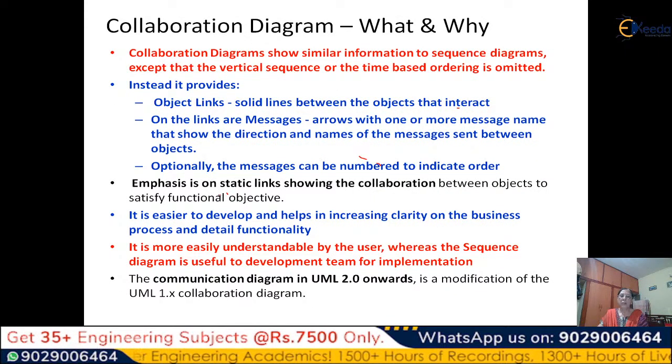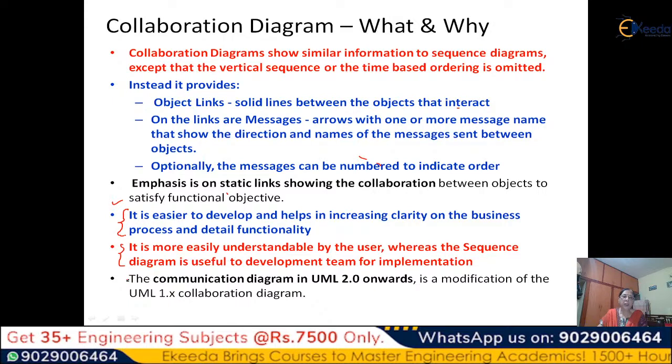Okay, so collaboration diagram: what and why? Why should we do it? This part we have covered, up to here. It's easier to develop and helps increase clarity. We are always going into more detail of the functionality in different ways. We are trying to see the behavior in different ways, and it is more understandable. A sequence diagram looks more like a technical diagram, whereas the collaboration diagram looks more user friendly, so the user can understand.